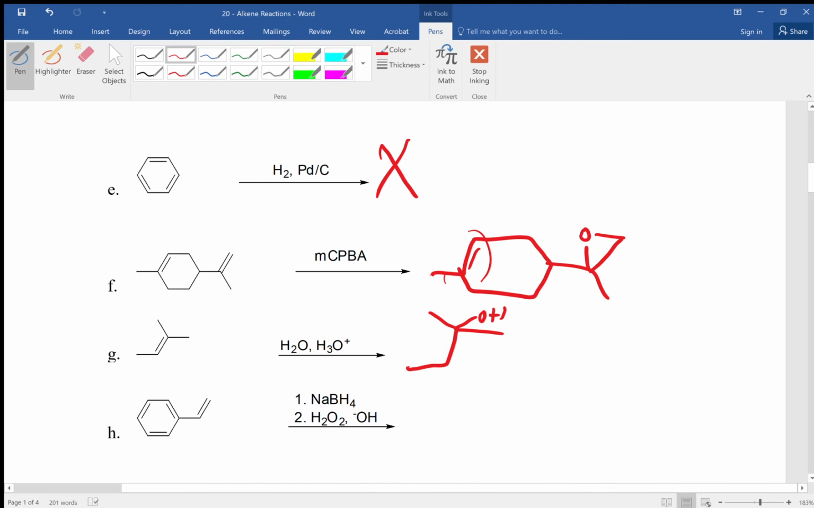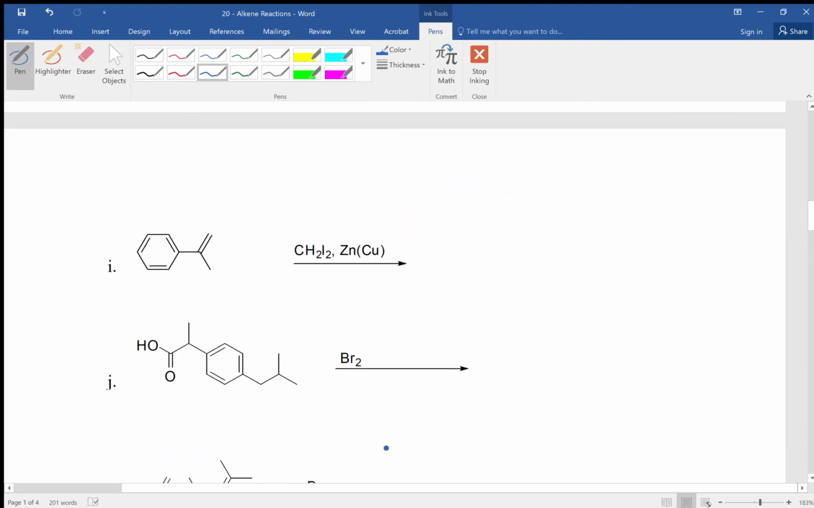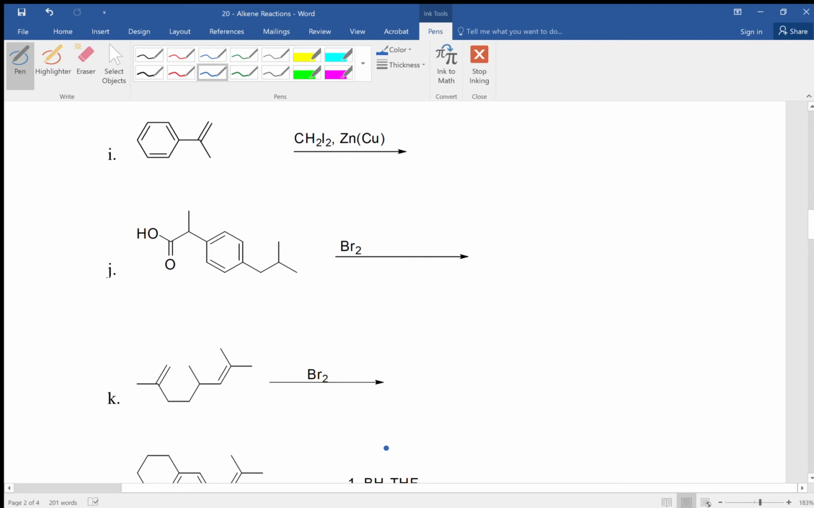And then part H here looks kind of like a hydroboration, but if you look carefully at it, that's not the correct reagent for a hydroboration. Hydroboration requires BH3. Since we don't have the correct reagents, it's not going to do anything. Part I, we have our Simmons-Smith again, so we'll form a cyclopropane ring from the alkene. Part J is the bromination, but there are no alkenes, so nothing will happen.